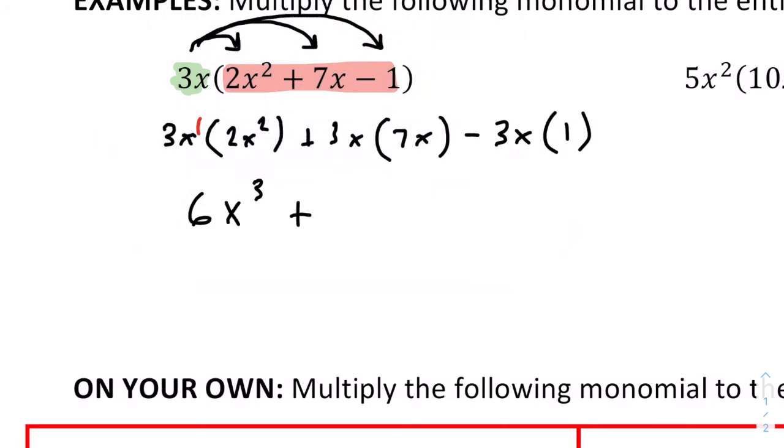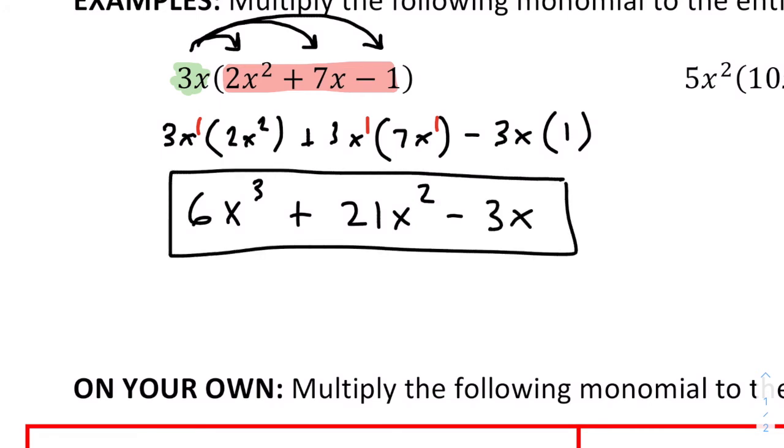And then we have 3 times 7 is 21, and there are 1 and 1, so we have 2, right? So that would be x squared. And then anything times 1 is just itself, so 3x times 1 is just 3x, so we're going to say minus 3x. All right, so there we go. We just multiplied a monomial by a trinomial, and the key thing to remember is we just have to do it 3 times.